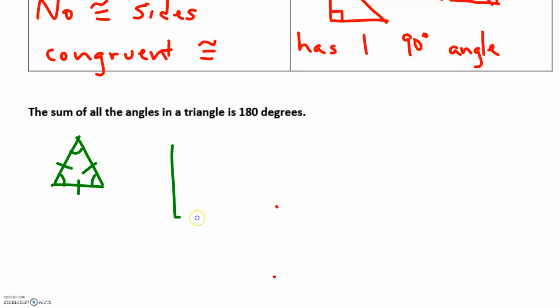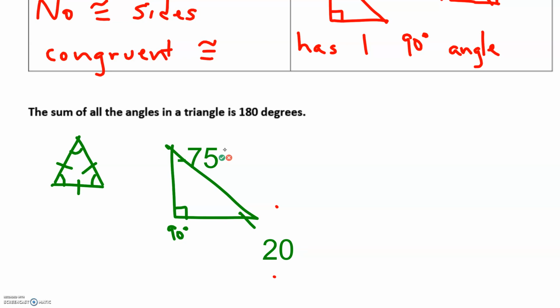So if we have a right triangle like this, and you know that this is 90 degrees, you know that these two and this are all going to add up to 180 degrees. Okay, let's say you know that this angle is 20 degrees. Then this one must be 70 degrees because those are all going to add up.